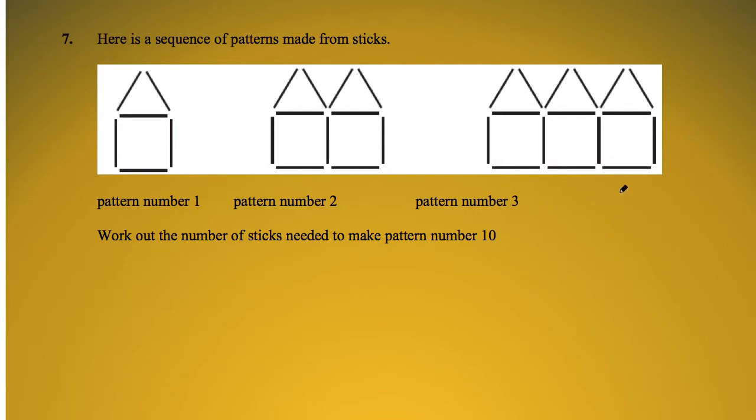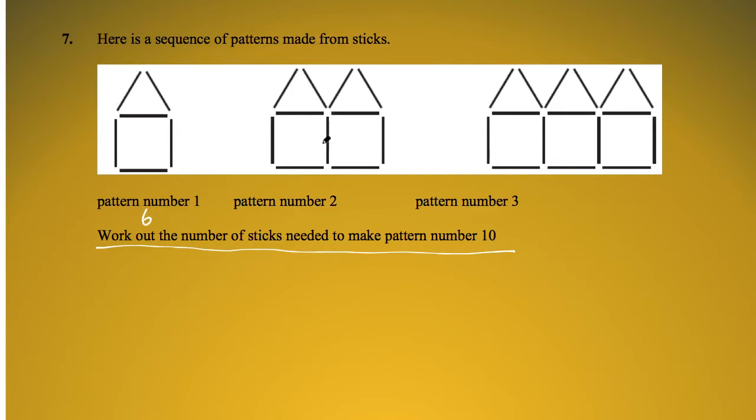Pattern number 3, again, each time we're adding another 3 sticks for the base and 2 for what looks like the roof here. The number of sticks needed to make pattern 10. Work out the number of sticks needed to make pattern 10. We need to spot a pattern of what's going on here. So pattern number 1 has how many sticks? It's got 1, 2, 3, 4, 5, 6 sticks.